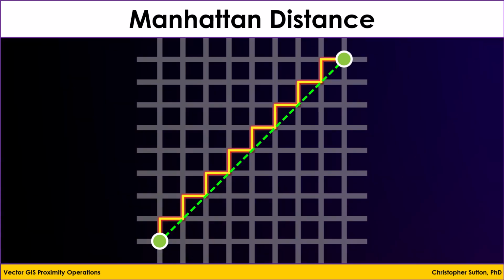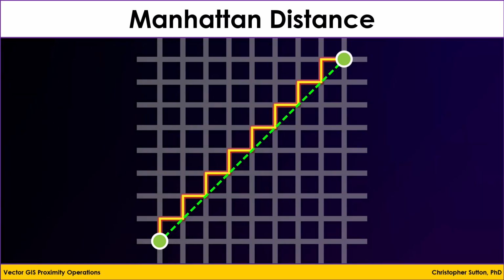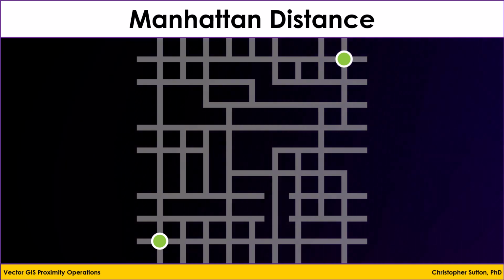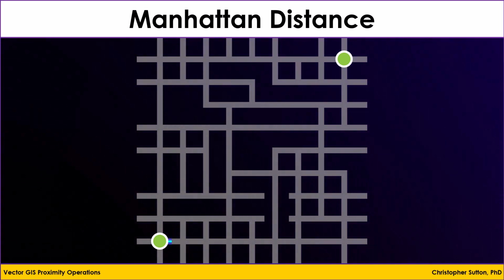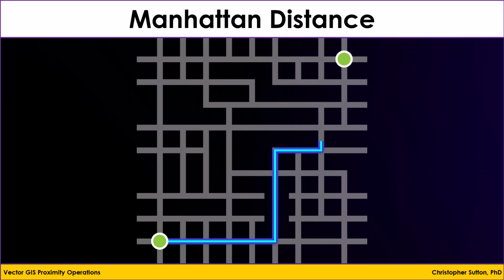Cities, however, oftentimes do not have uniform regular grids. They might have a network of streets that looks like this image. Calculating Manhattan distance in this network might result in a path that looks like this, represented by the blue line.